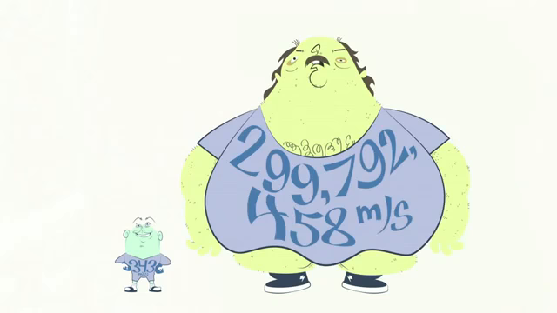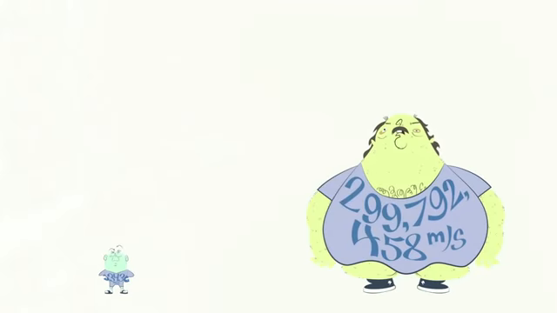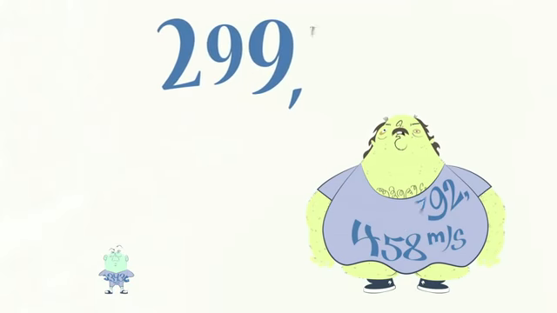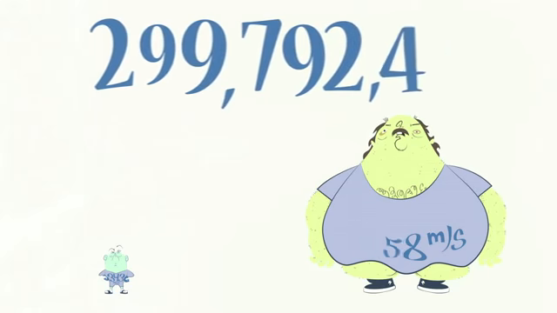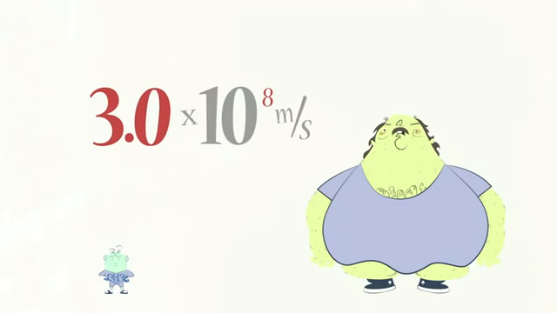Whether you like it or not, we use numbers every day. Some numbers, such as the speed of sound, are small and easy to work with. Other numbers, such as the speed of light, are much larger and cumbersome to work with. We can use scientific notation to express these larger numbers in a much more manageable format. So we can write 299,792,458 meters per second as 3.0 times 10 to the 8th meters per second.